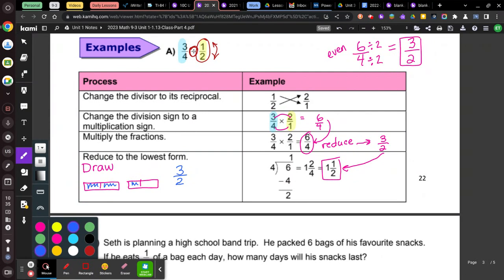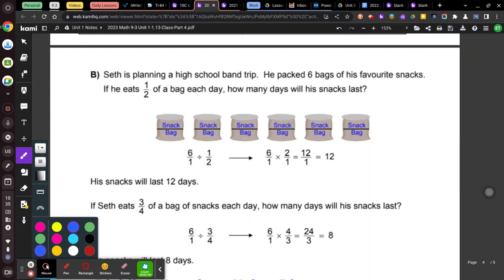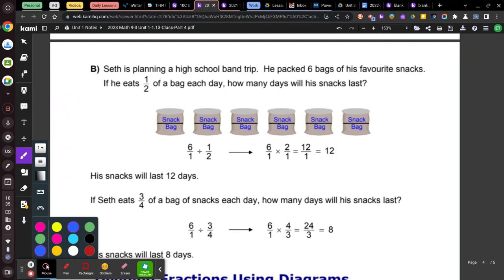So that's what that's showing me right there. All right, let's try some dividing questions. Remember, if it's a divide, we don't divide, we flip and times. So let's take a look at B.